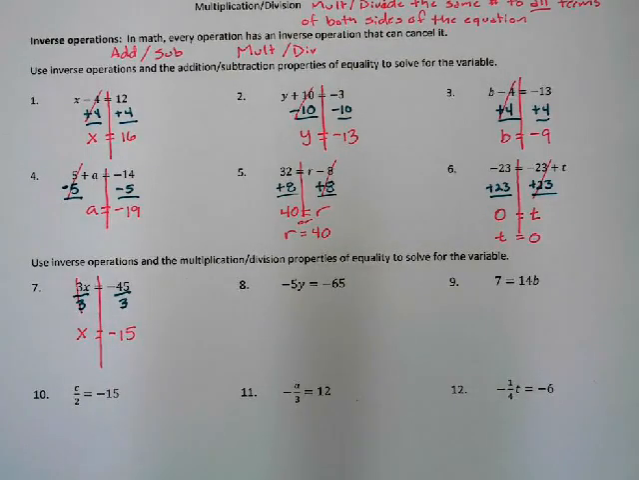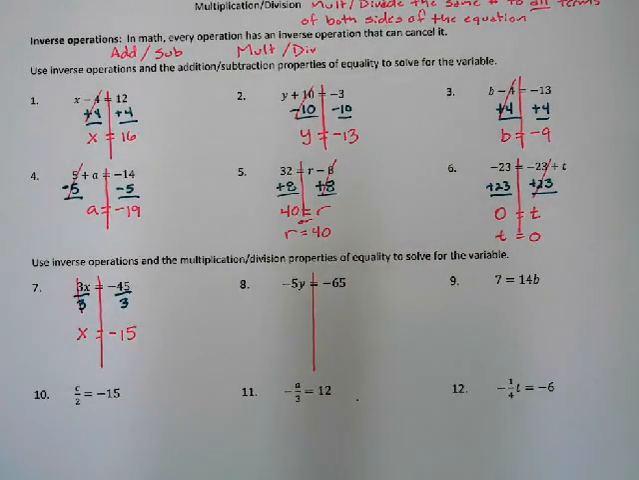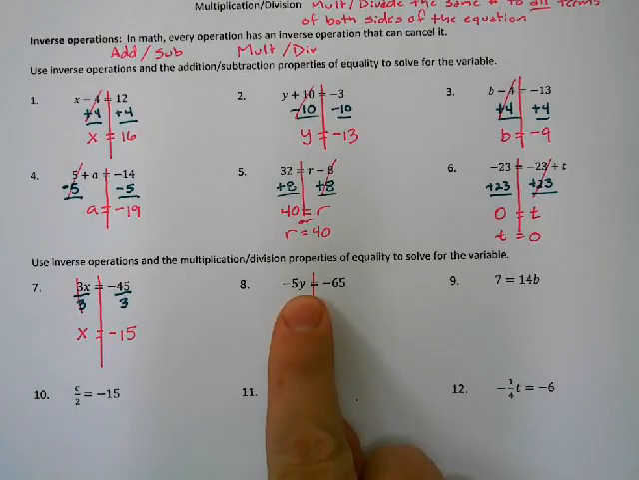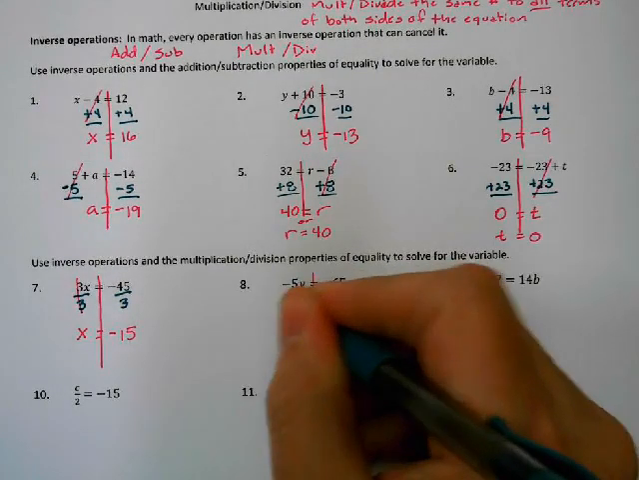Next, we're going to draw the line because we're good people. Okay, so negative 5 times y. We're not going to add 5 to both sides because the operation is not subtraction. The operation here is multiplying. We are multiplying by negative 5, so the inverse operation would be to divide by negative 5.